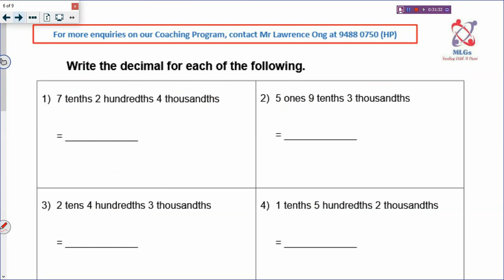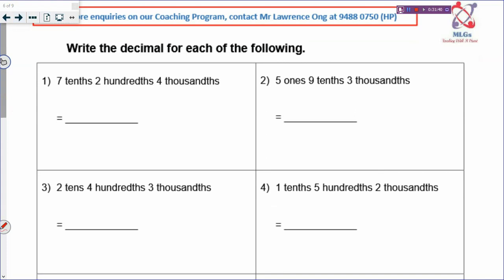Alright, so this is another common area where students make a lot of mistakes. This is another very big area where you need to understand and get it right. Now, many of you will write down 7.24 because that's what you see, right? 724, so 7.24. But is that really correct? Now, to do this, you have to do something first. You have to change all the words into numerals.